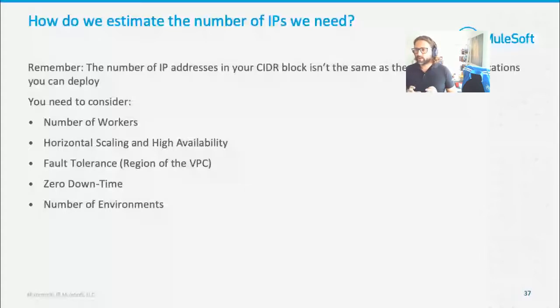The key concepts to understand and to look at to do a proper estimation for your server block are the following. First of all, the number of workers. As we were saying, when we deploy a Mule application, we will deploy it to one or more workers. Every worker gets its own IP address. So an application deployed to one worker will take one IP, and the same application deployed to 4 workers will get 4 IPs. You need to estimate as well how many workers your applications need.